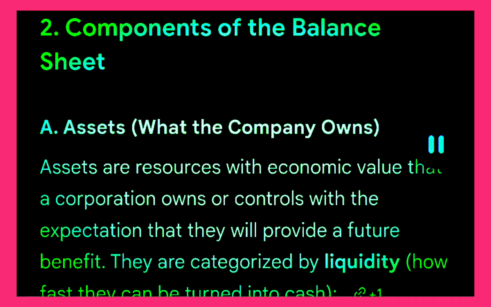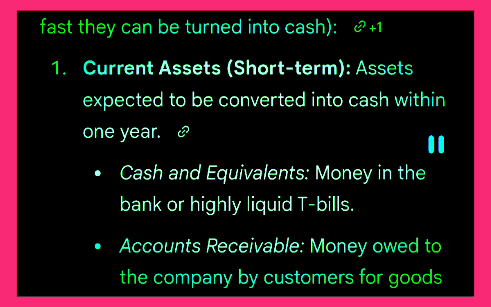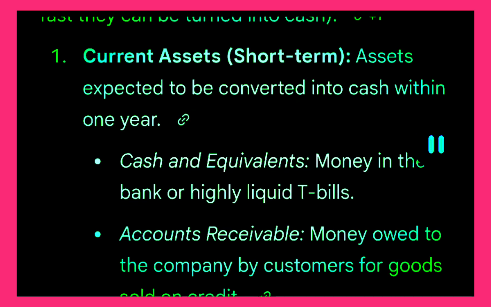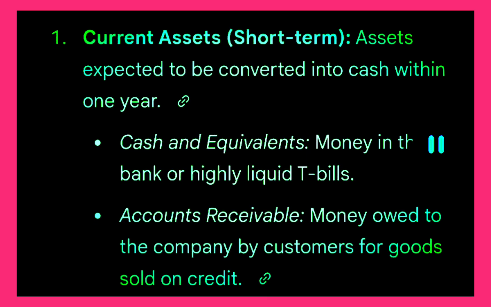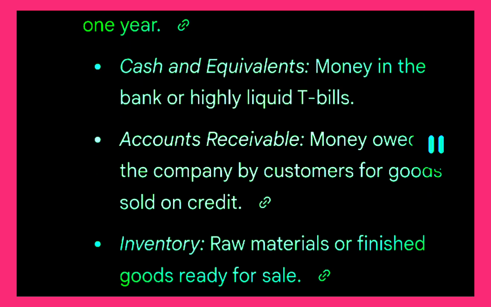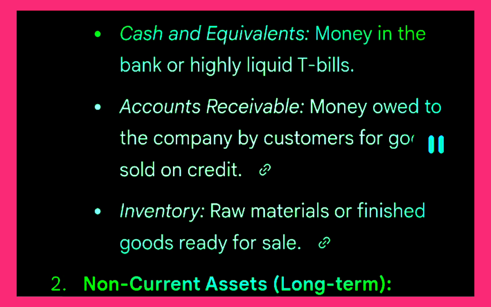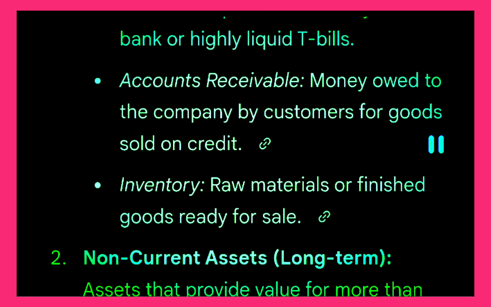future benefit. They are categorized by liquidity, how fast they can be turned into cash. Current assets, short-term assets expected to be converted into cash within 1 year. Cash and equivalents, money in the bank or highly liquid T-bills. Accounts receivable, money owed to the company by customers for goods sold on credit. Inventory, raw materials or finished goods ready for sale.